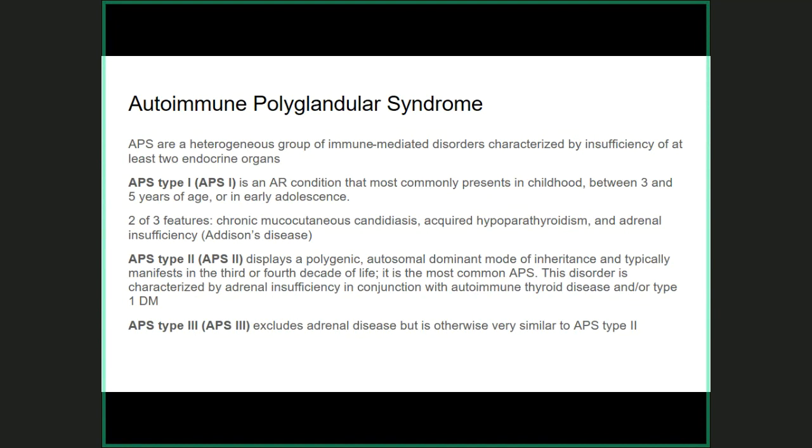The chronic cutaneous candidiasis, acquired hypoparathyroidism, and primary adrenal insufficiency. APS type 2 is more polygenic, autosomal dominant, and manifests in the 3rd or 4th decade of life, characterized by adrenal insufficiency with thyroid disease or type 1 diabetes.